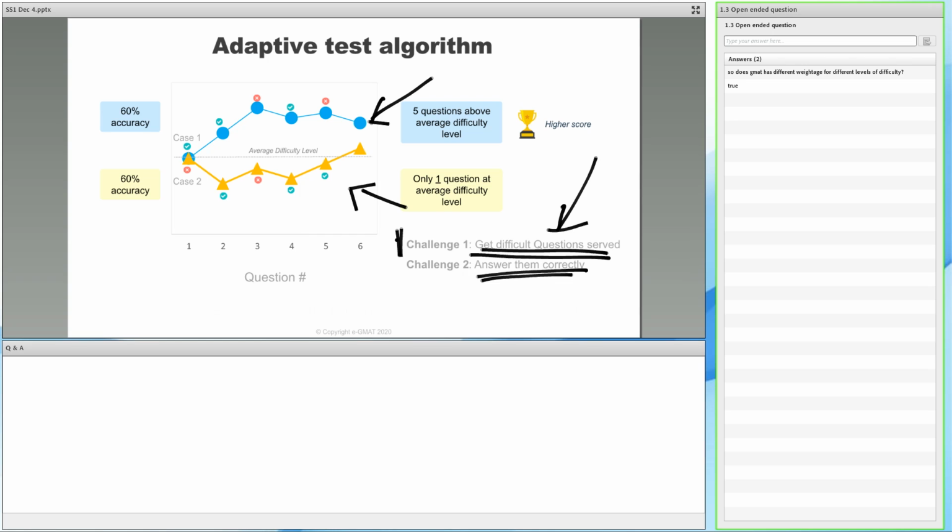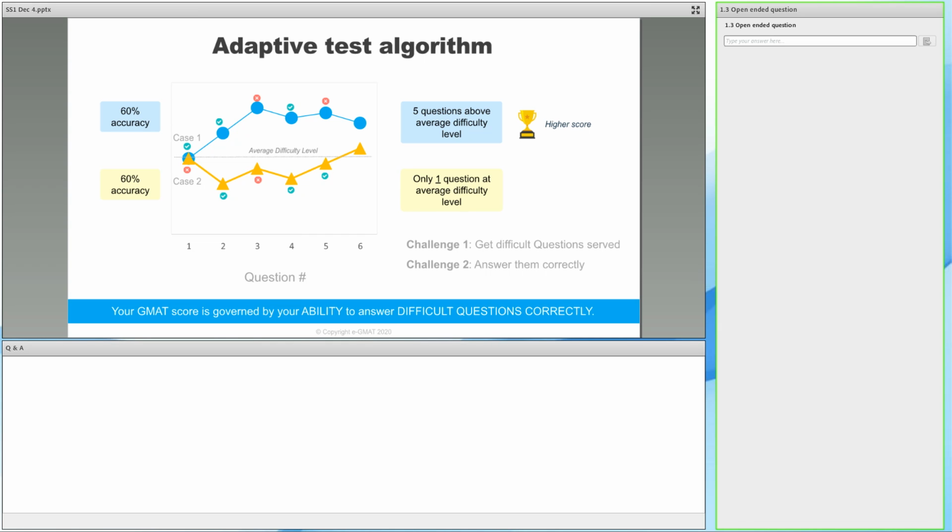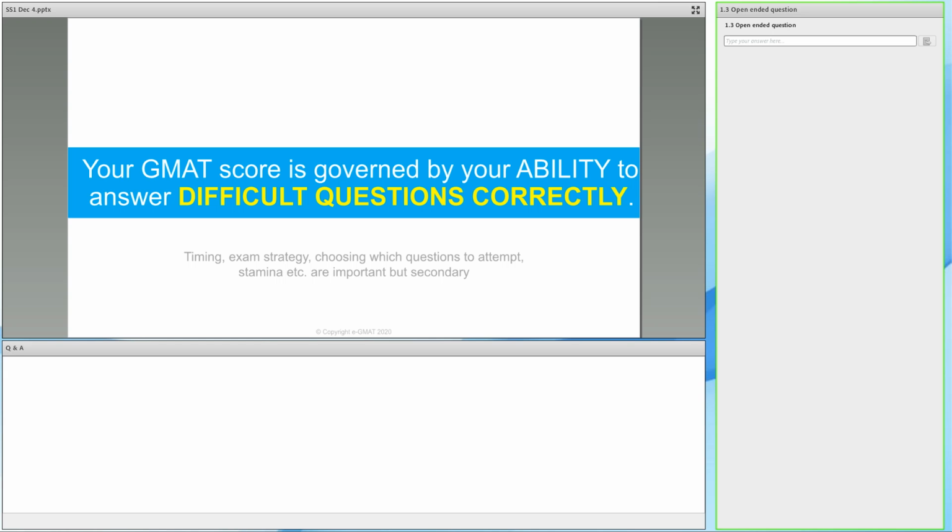The GMAT's a test of ability. The CAT is a test of your test taking skills. It's not a test of ability. Okay. Now, just to look at this in a bit more context, the key takeaway is that a GMAT score really is governed by your ability to answer difficult questions correctly. Okay, that's something which you have to take away.